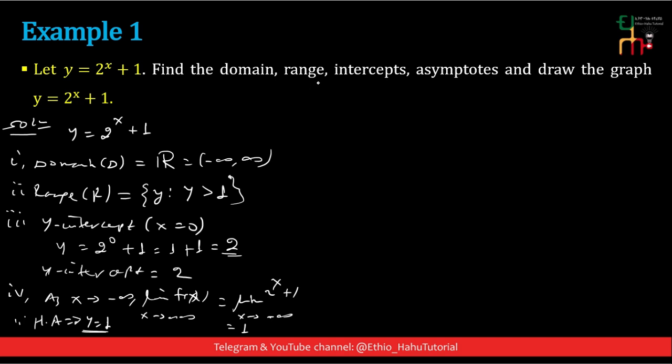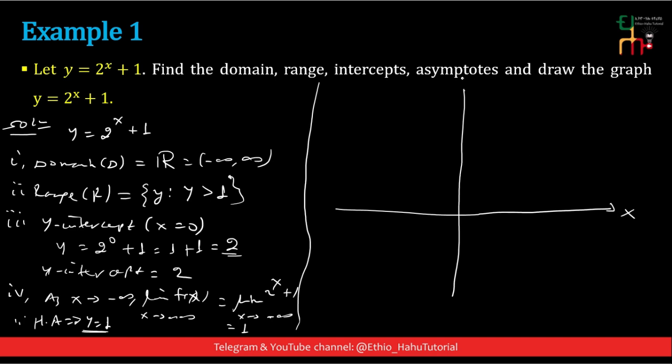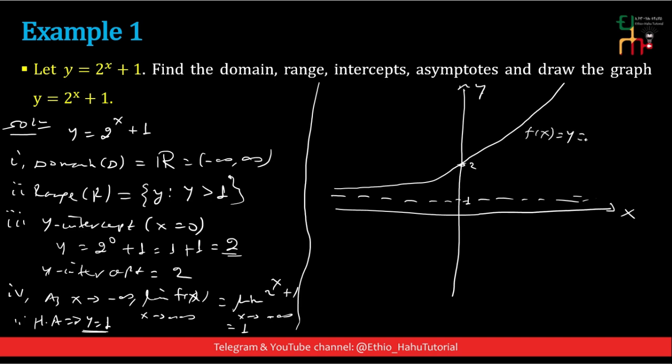Now, let's draw the graph. To draw the graph, this is the x-axis, y-axis. The domain is the set of all real numbers. The range is y greater than 1. The y-intercept is 2. This is 1. The horizontal asymptote is y is equal to 1. The graph looks like this one. This is f of x is equal to y is equal to e to the power of x plus 1.